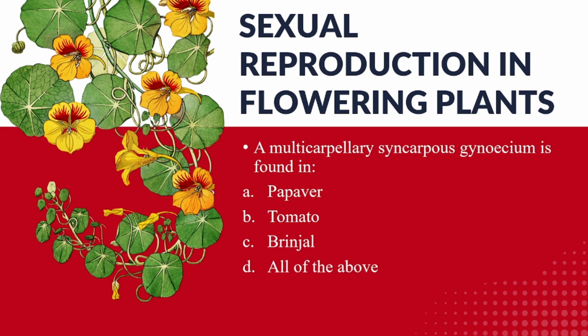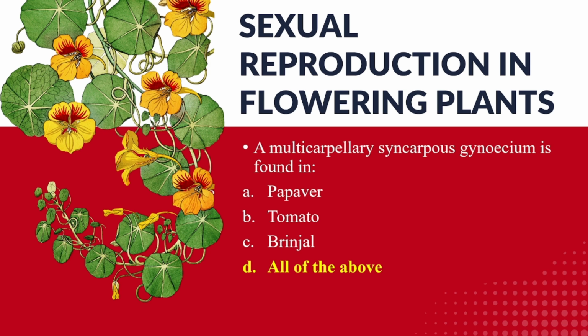Okay, so we'll go for the second one, which is, a multicarpellary syncarpous gynoecium is found in dash. Papaver, tomato, brinjal, all of the above. I think that you might be having a thought to go for papaver, but not only papaver, tomato, brinjal, and all these options given here are having a multicarpellary syncarpous gynoecium. So obviously the answer will be all of the above. That's why we have chosen option D, which is all of the above.